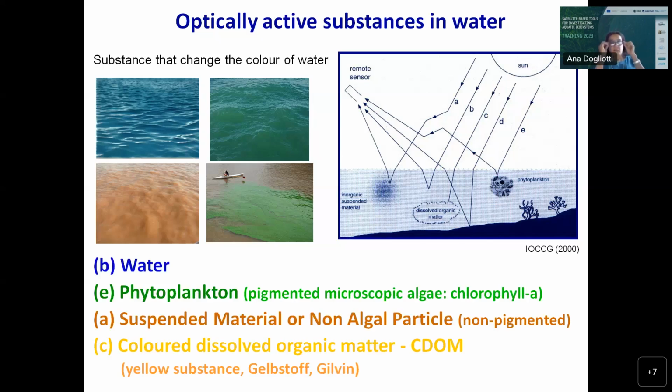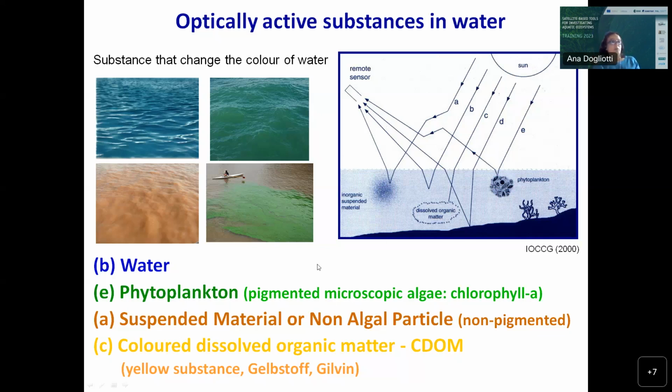So for simplicity, in general, the constituents of the water body can be divided into four. One we call water, we have seen it. Here is a schematic view. The other part we call phytoplankton, which is pigmented microscopic algae, mainly having chlorophyll A, a pigment present in all the plants on land and in water.